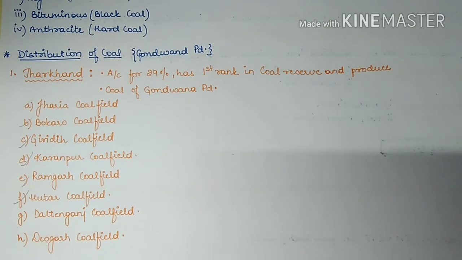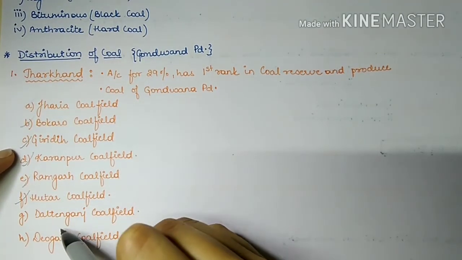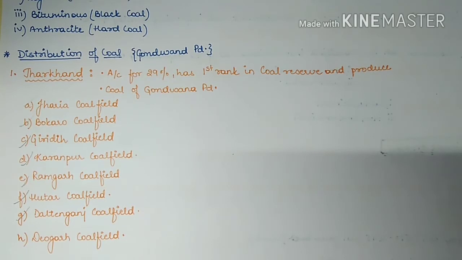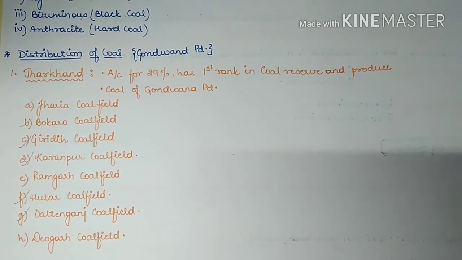Okay, then we have Daltonganj coalfield. Daltonganj coalfield stretches over 55 square kilometers of area, and it also lies in Palamau district like Hathur coalfield. The coal is either semi-anthracite or non-coking coal. Okay, so it is of inferior quality, which is not used for the metallurgical industry. So it is not used in the metal industry.